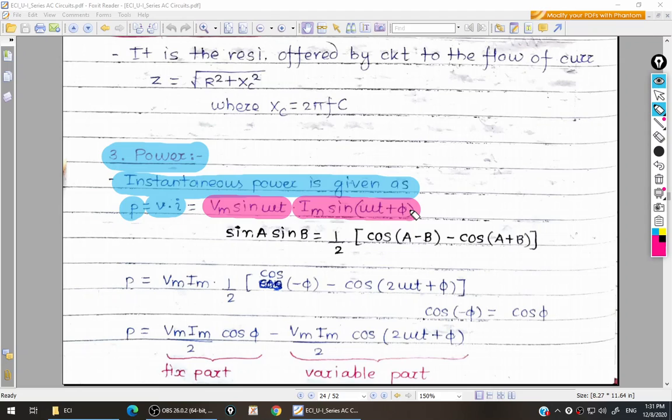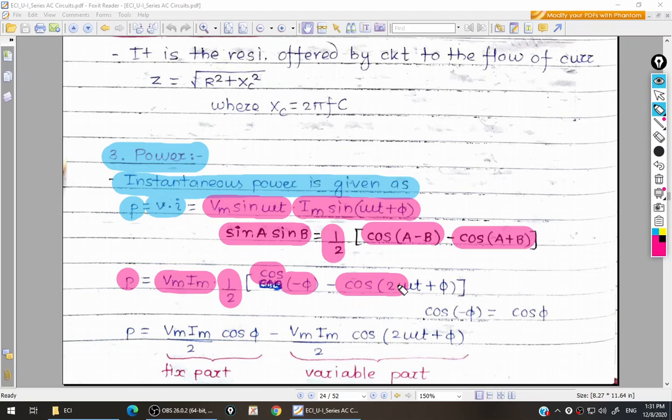Now if we use trigonometric rules, sine A into sine B is 1/2 [cos(A minus B) minus cos(A plus B)]. So small p is equal to Vm Im into 1/2 cos(A minus B). What is A? Omega t. And what is B? Omega t plus phi. So we are getting minus phi. And if we add them, we get minus cos(2 omega t plus phi). Now cos of minus phi is cos phi. So what we are getting is Vm Im by 2 multiplied by cos phi.